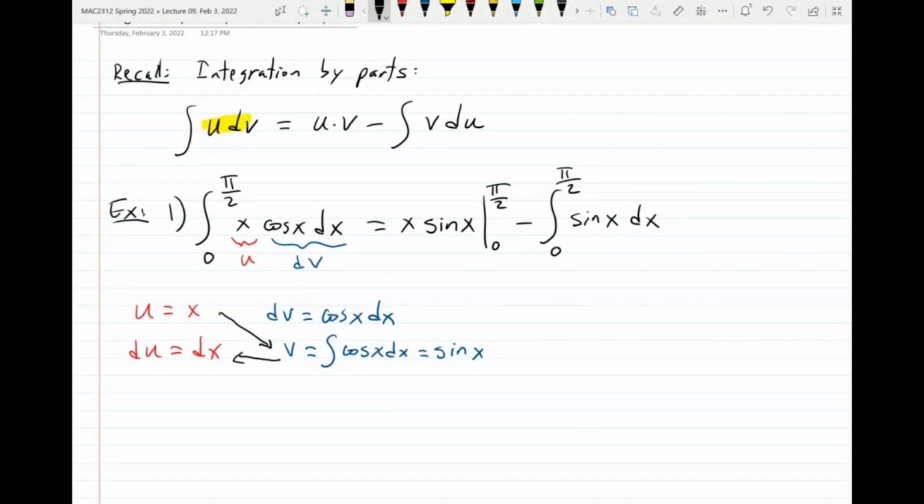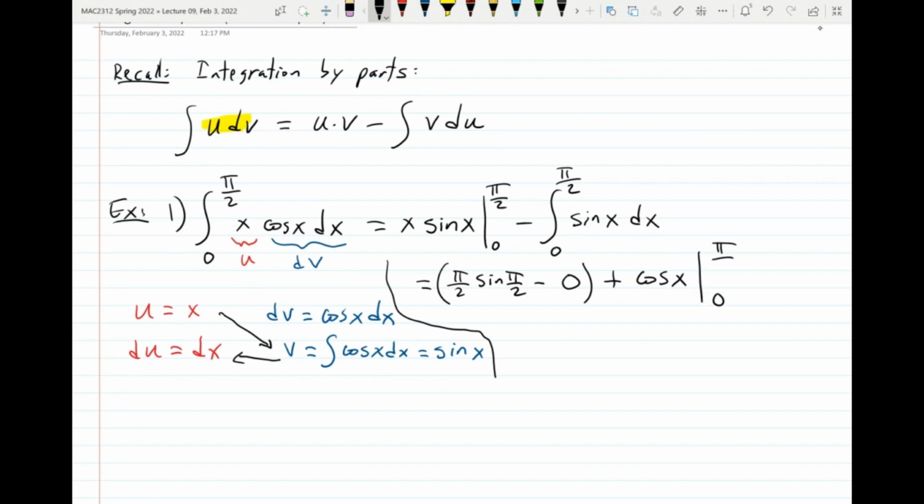Okay, and now we proceed as usual. Over here, I'm going to go ahead and evaluate this first part. So that's going to be pi over 2 times sine of pi over 2 minus 0, because 0 times sine of 0 is just 0. Then minus, and now let's integrate the second integral. The integral of sine is negative cosine, right? So this is going to be a plus. I'm going to put cosine of x, and then evaluate from 0 to pi over 2.